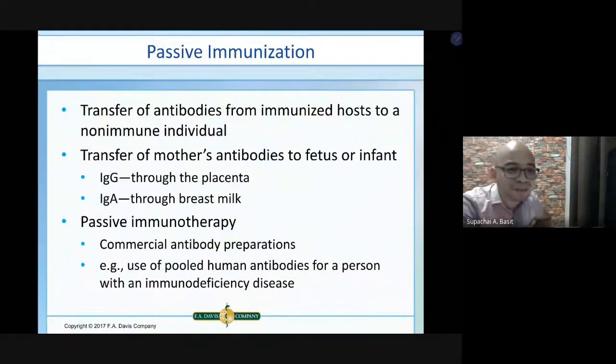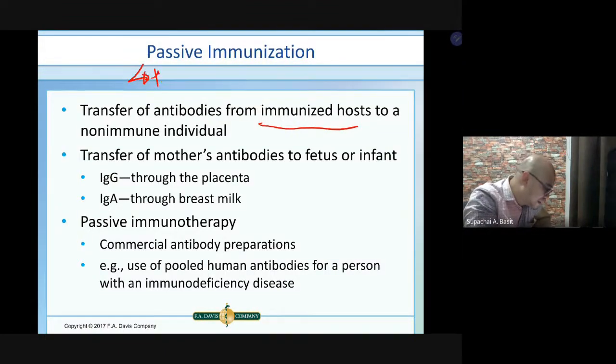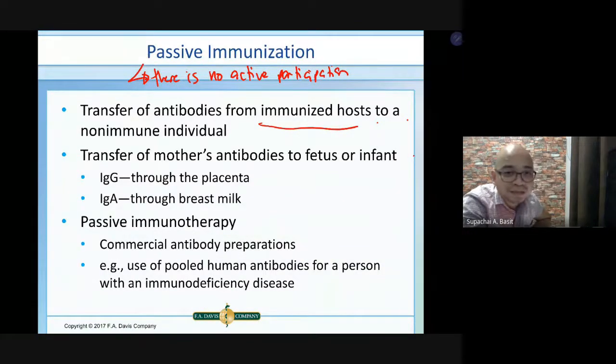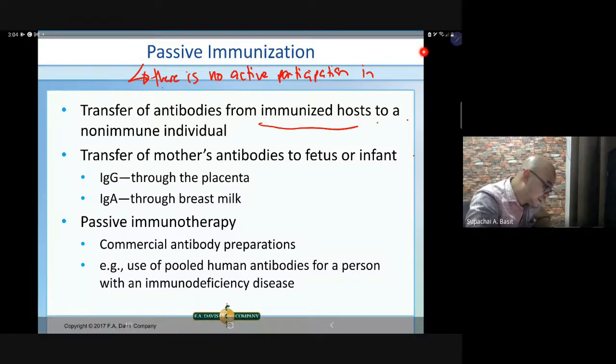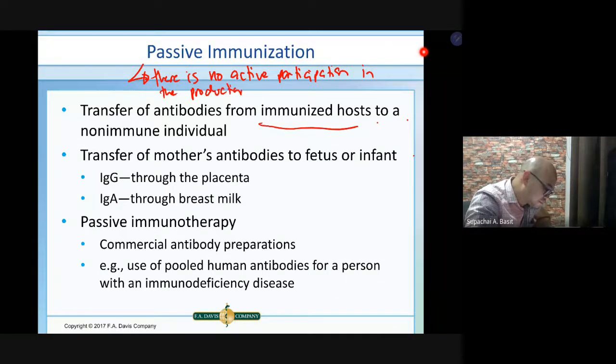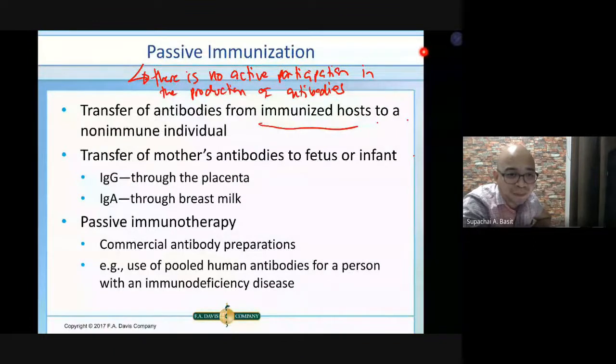Passive immunization is the transfer of antibodies from an immunized host to a non-immune individual. Passive immunization means that there is no active participation in the production of antibodies. Since there's no active participation, antibodies were just given to you. There are actually two types.